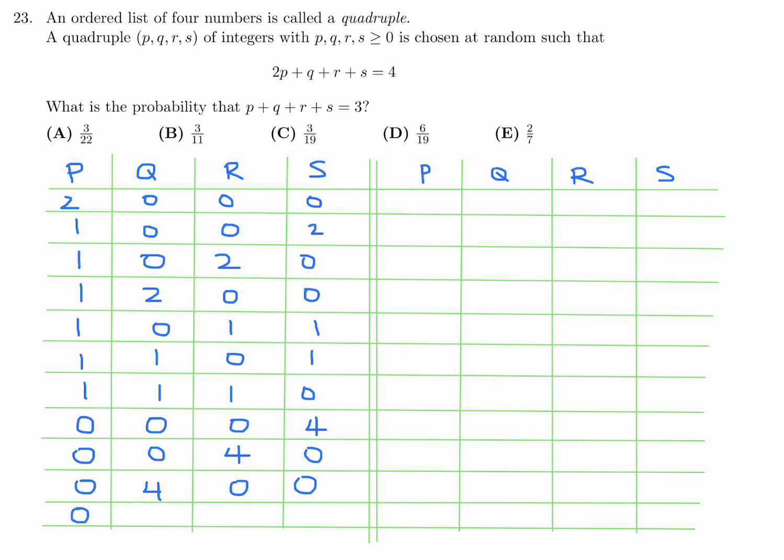Remember, p is going to be all zeros now. Now we can have a scenario of 3 and 1. We can have 3 and 1 like that. Or you can have the 3 and 1 appear in different combinations like this. Or you can have the 3 and 1 appear like this.